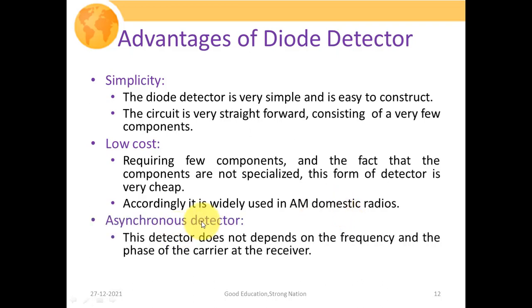Then another advantage of the diode detector is that it is an asynchronous detector. That is, this detector does not depend upon the frequency and the phase of the carrier at the receiver. We wouldn't require a synchronous detection method in order to detect our signal with the help of the envelope detector. About synchronous detection, we have already discussed that at the receiving side, for generating the local carrier frequency, we require information about the transmitted carrier signal. Here this is not the requirement.